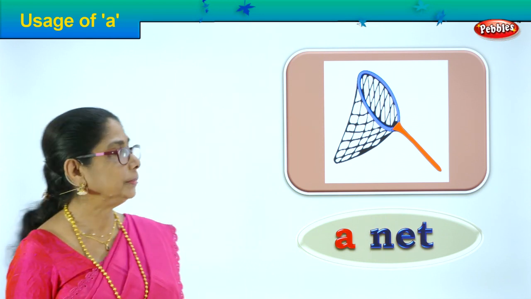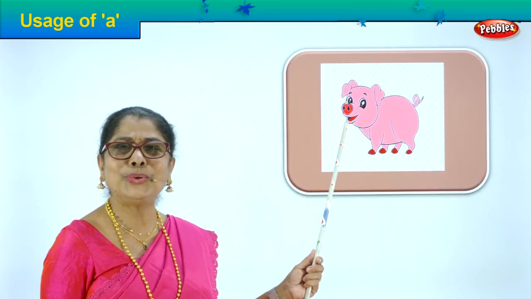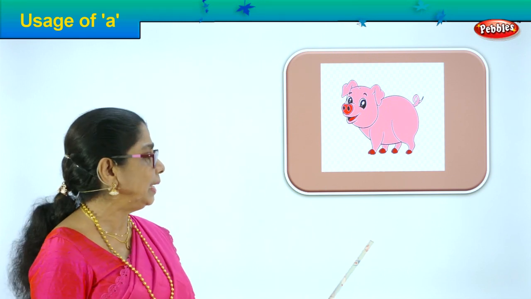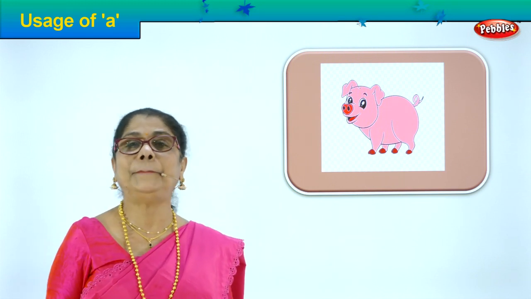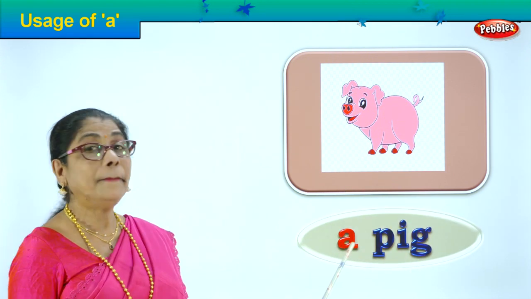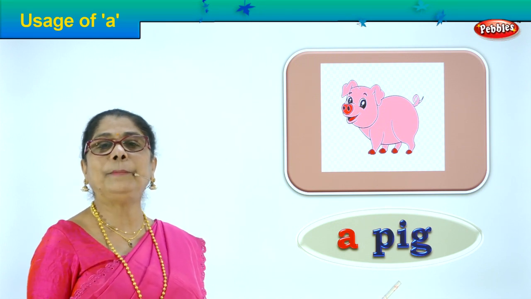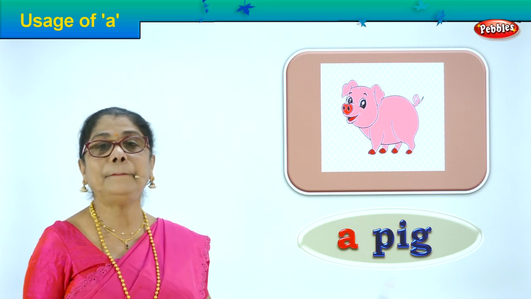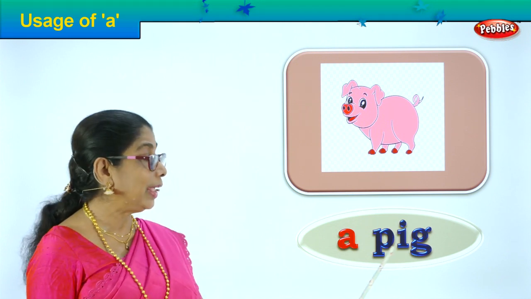Let's take another picture and learn the usage of a before the word. What is this? Cute little piglet. Pig. Spell pig. P-I-G, pig. What will you put before the word pig? A pig. This is a pig. This is a piglet. What do you put in front of the word pig? A pig. Good. We are learning the usage of a before any word.